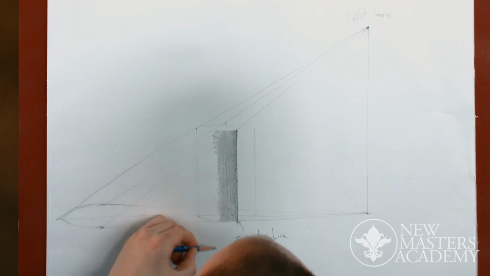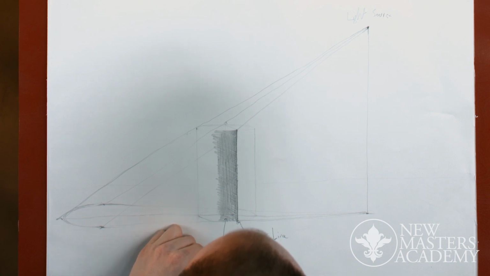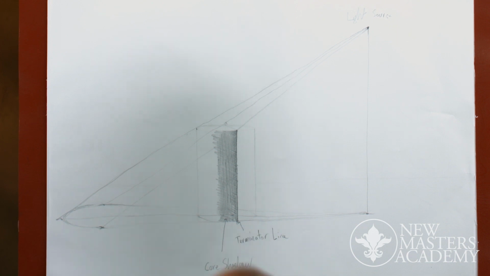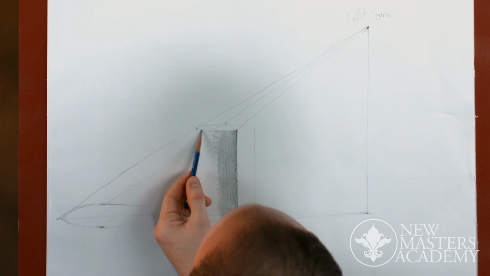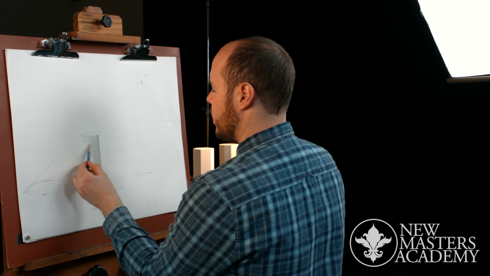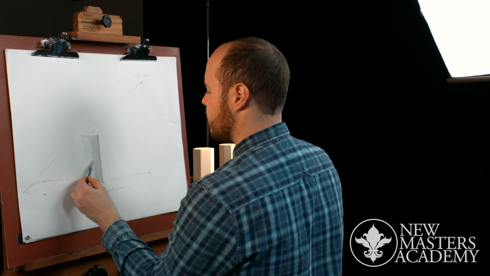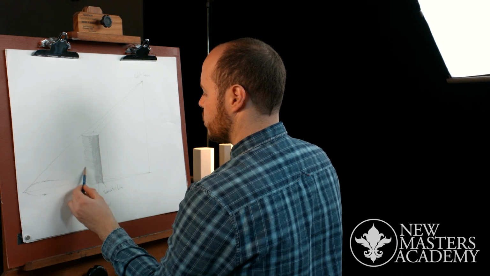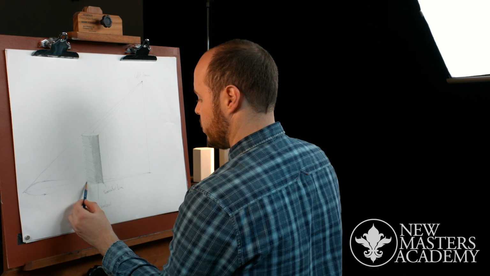That's our terminator line. That is our core shadow. The part that is behind the core shadow is reflected light. So I'm going to shade that in also. And as you see, it's actually a lighter value, a lighter tone.